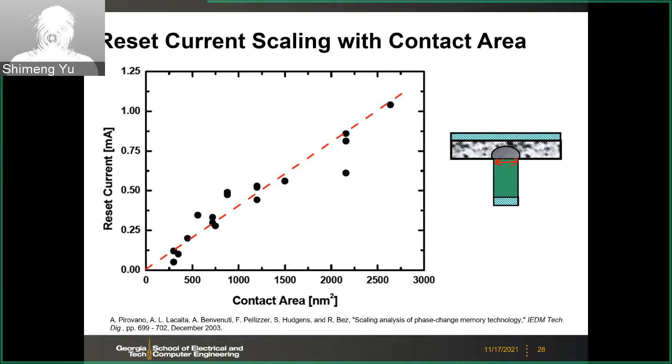For example, if this is a cylinder, like this plug is a cylinder, then this is the area of that bottom surface or top surface of that cylinder. So that is the contact area. And here we show the reset current as a function of the contact area, in nanometer square. For example, this is 1 milliamp, this is 750 micron, 500 micron, and so on. So you see that this is a linear trend. If you decrease the contact area, the reset current linearly decreases.